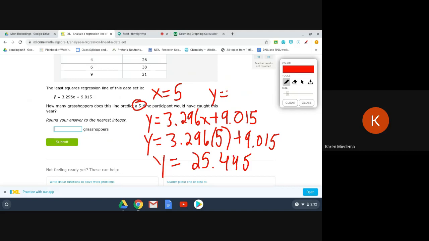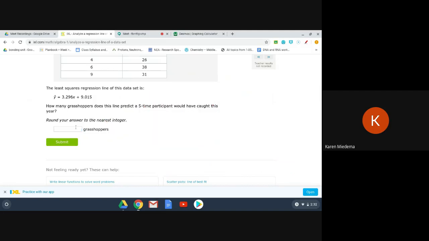Question said to round to the nearest integer. So 25.495, well, the 4 is going to tell the 5 to stay the same. So we're expecting somebody that's had 5 years of experience to catch about 25 grasshoppers. 25.